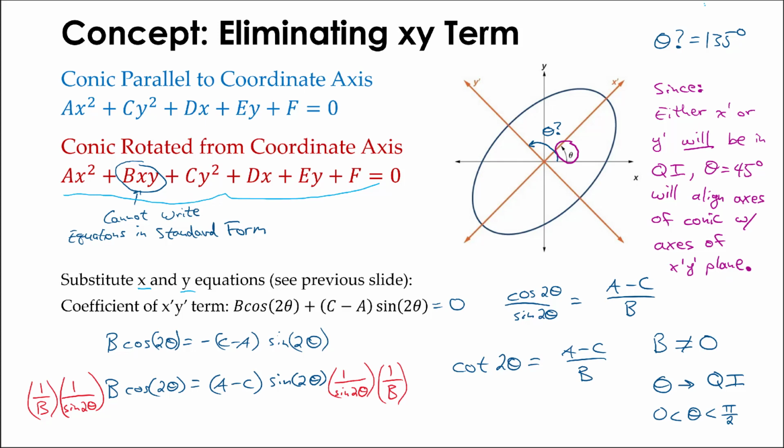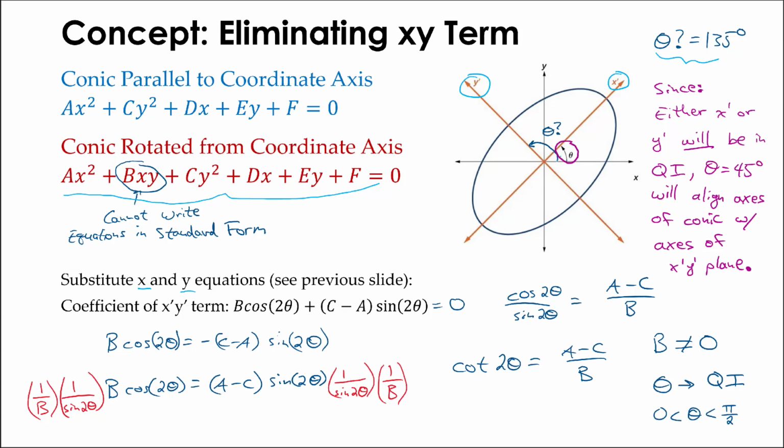Okay, now let's think about this. Since either our x prime or our y prime, so one of these axes will 100% be in Q1, we only need to, instead of using, for instance, this 135 degrees, we would rather use just 45 degrees instead, because that's still going to align the axes of the conic with the axes of the x prime y prime plane.